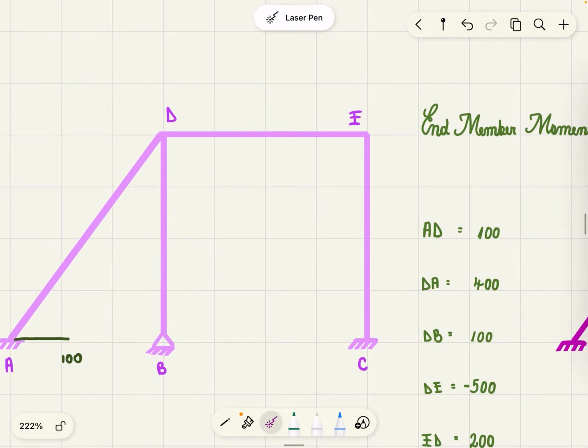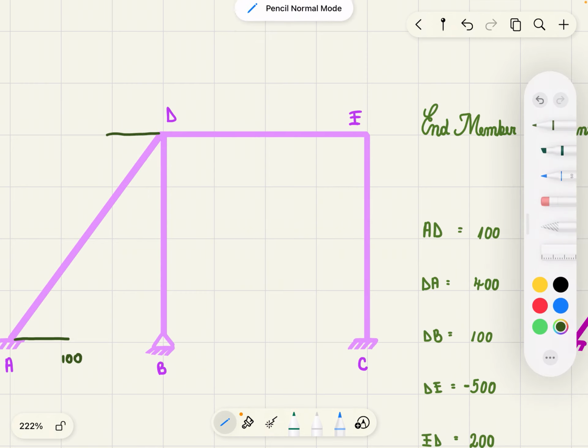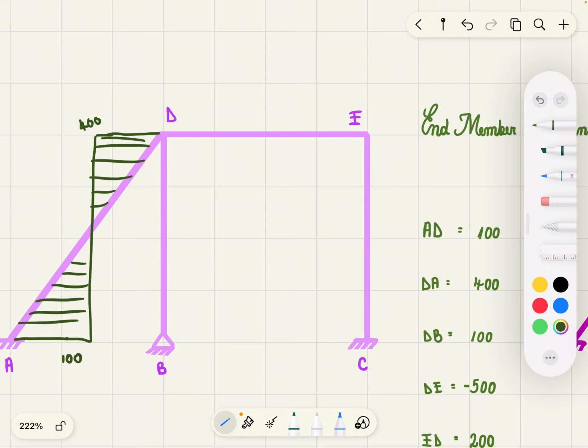And now DA. Once again, positive rotation for the end member moment at DA. Positive, so clockwise. And the nodal moment, equal and opposite. Looking at the member, you can see this side is going to be under tension. So we draw it on this side, and this one's under compression. So the value was 400. And this is so far member AD.